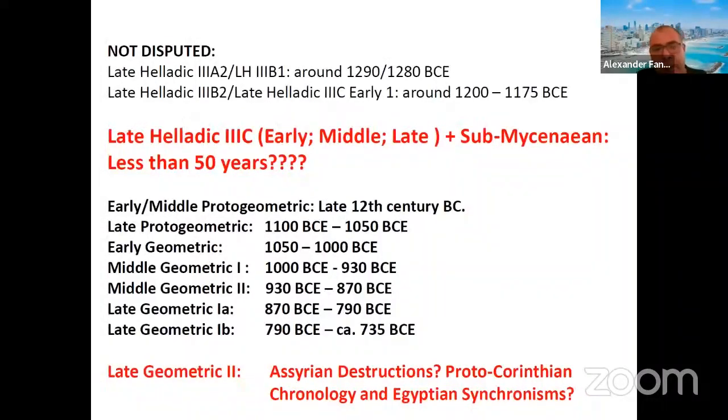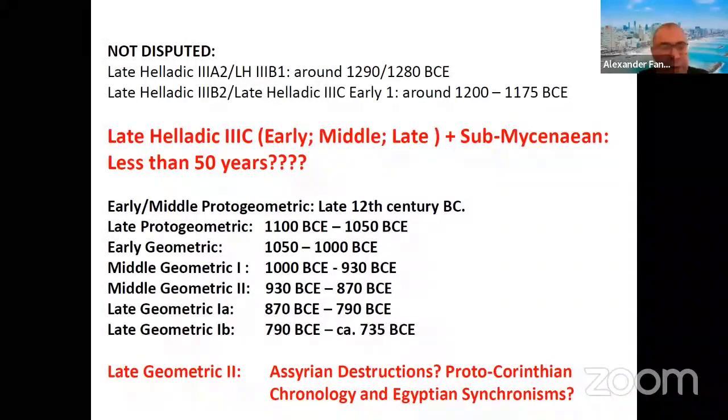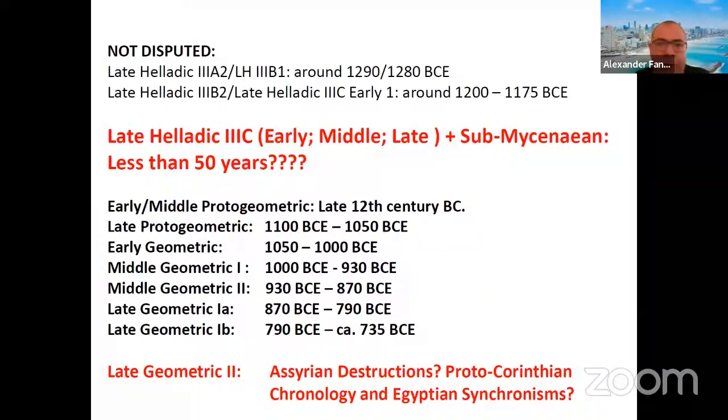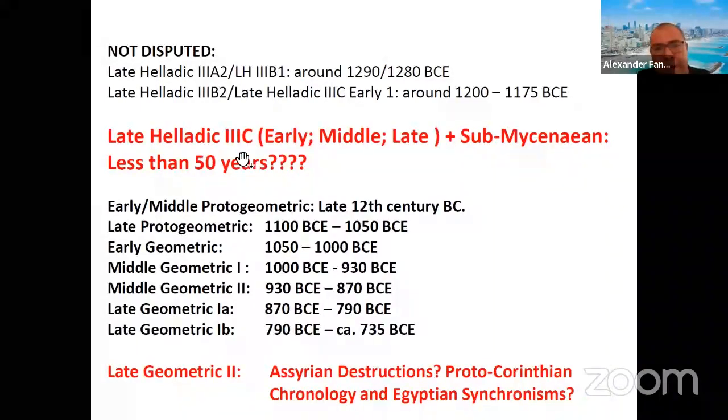And what are the consequences of this chronology that was presented earlier, just before the break by Stephan? So the consequences are, so these are the dates suggested based on the new chronology from Syndos. I'm not dealing here at the moment with the late geometric 2 and the Syrian destructions and Proto-Corinthian chronology, Egyptian synchronism. Let's take a look only here in the upper scale of this.